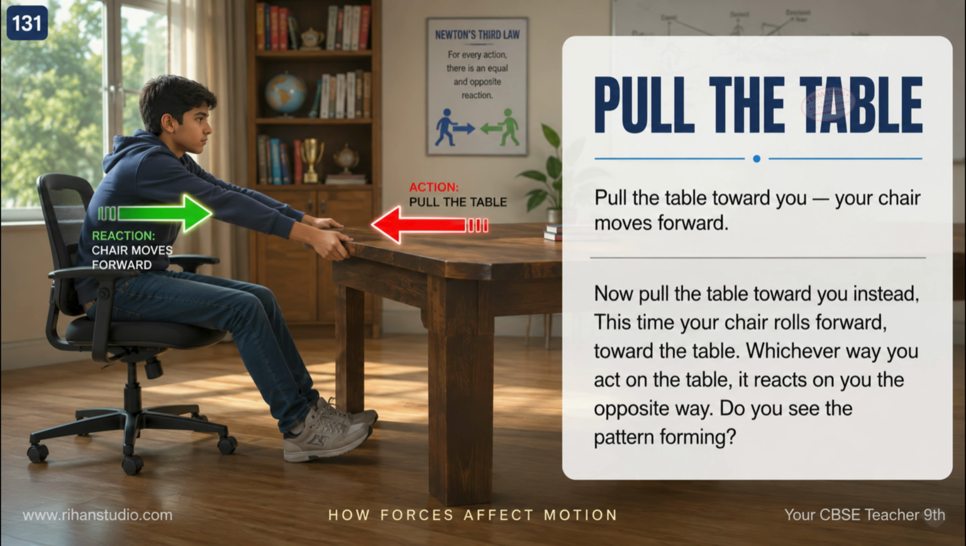Pull the table. Now pull the table toward you instead. This time your chair rolls forward toward the table. Whichever way you act on the table, it reacts on you the opposite way. Do you see the pattern forming?